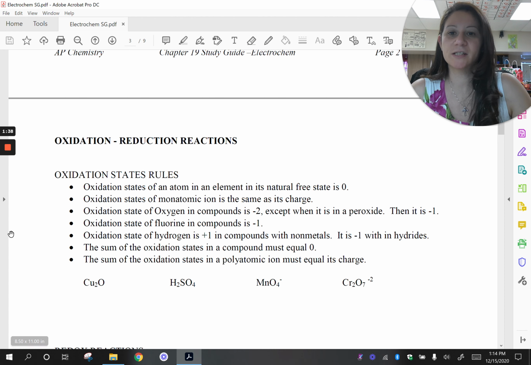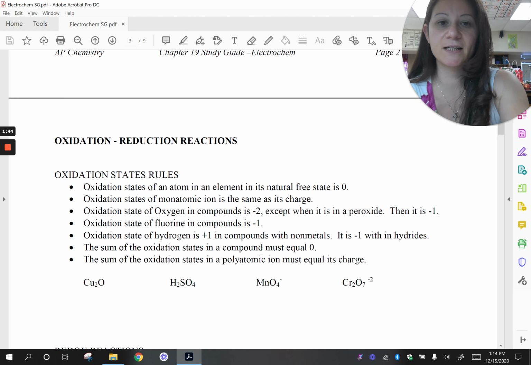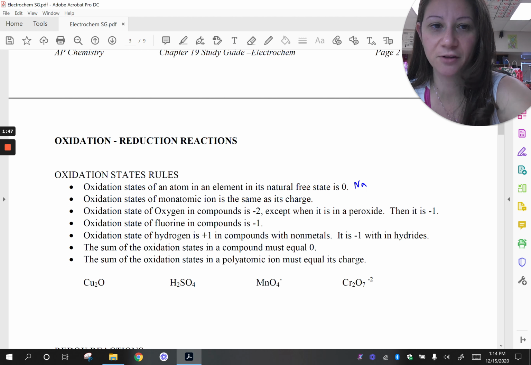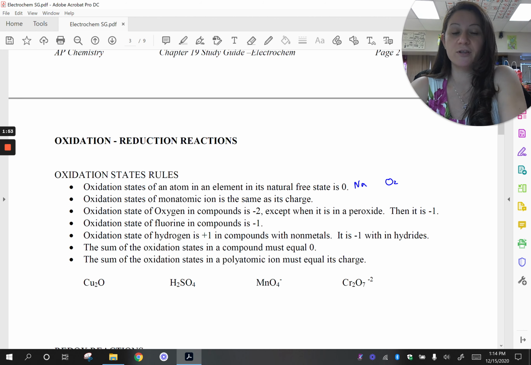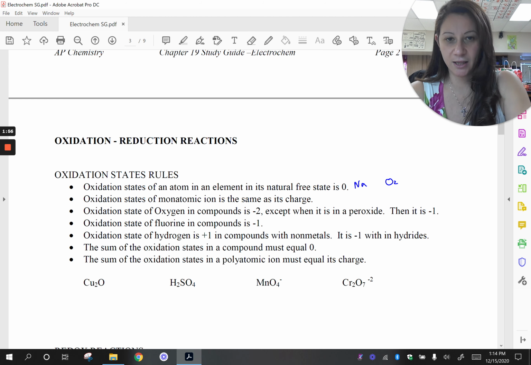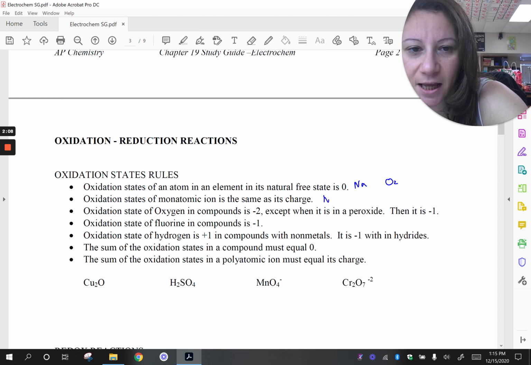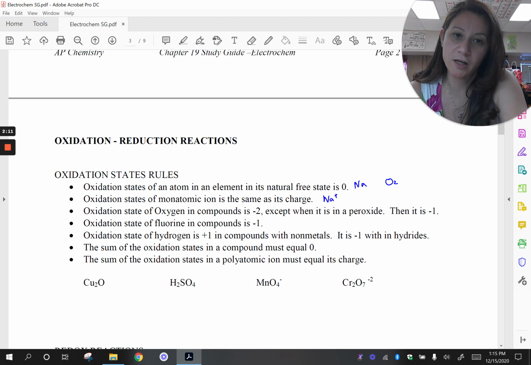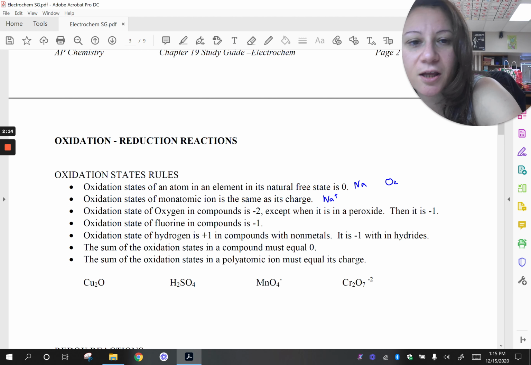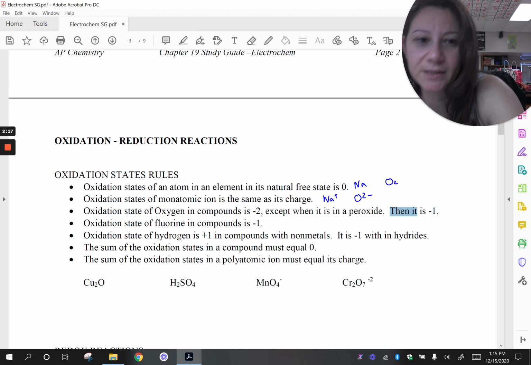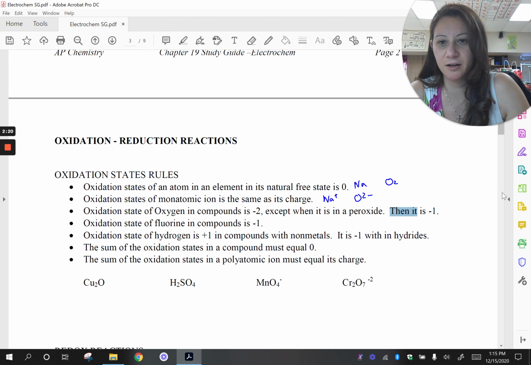The oxidation state of an atom in an element in its natural free state is 0. So if I see just sodium by itself, for example, then it's 0. Or if I see O2 by itself, it's 0. So whatever the natural state is of the element, the oxidation state of that element is 0. The second rule says the oxidation state of a monoatomic ion is the same as its charge. So if I see Na+, then +1 is the oxidation state of that sodium. If I see O with a 2-, then -2 is the oxidation state of that ion.